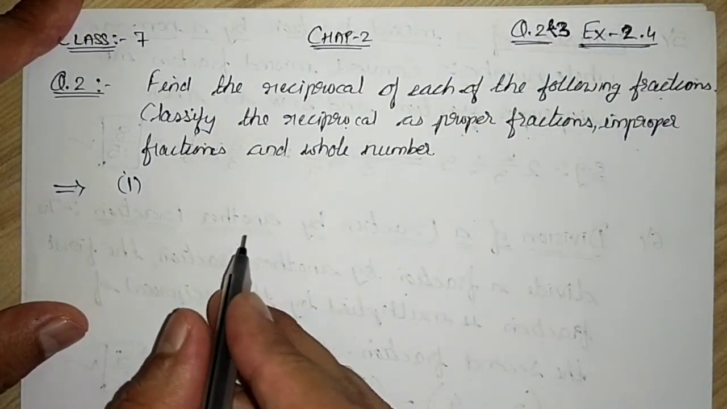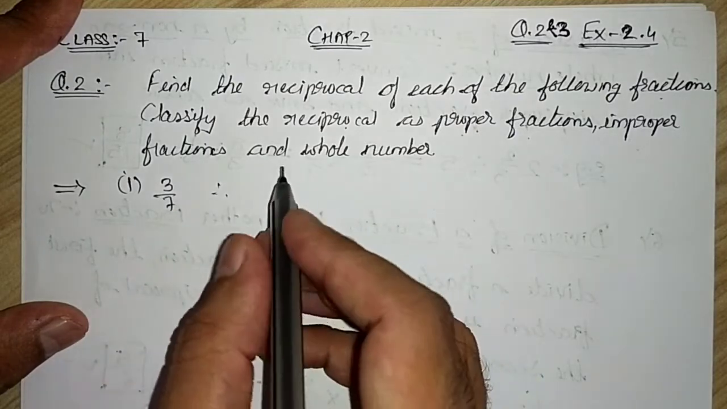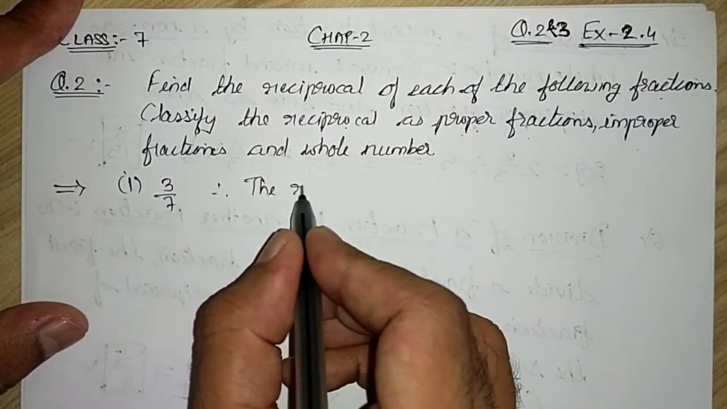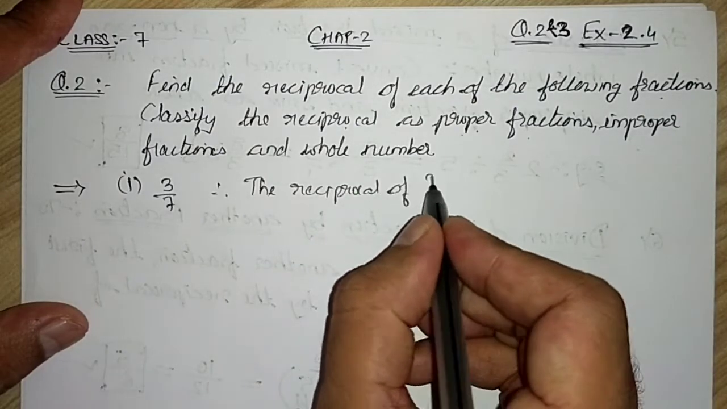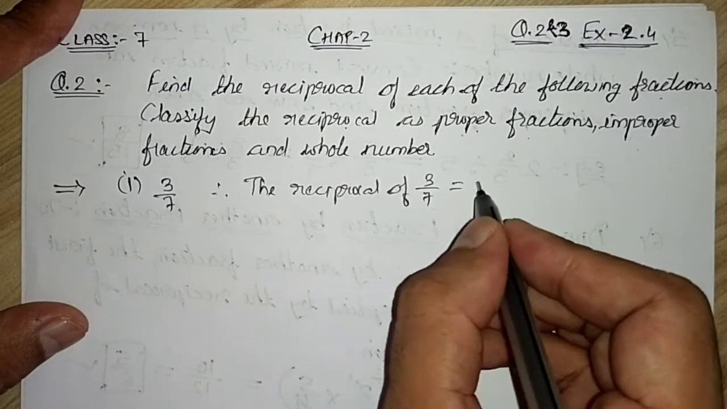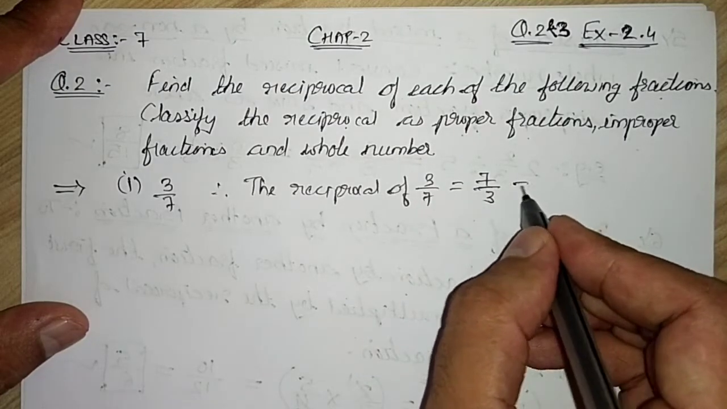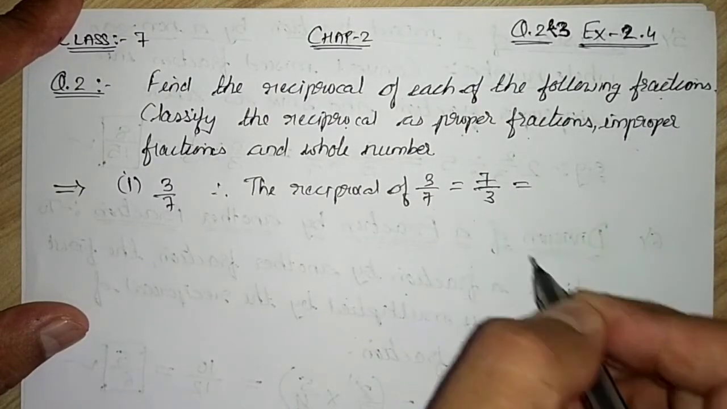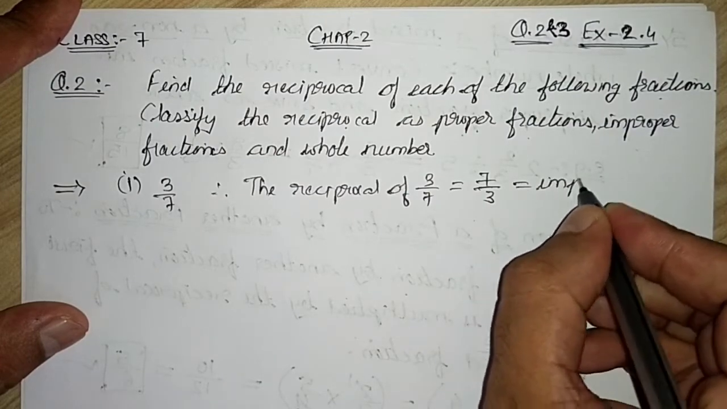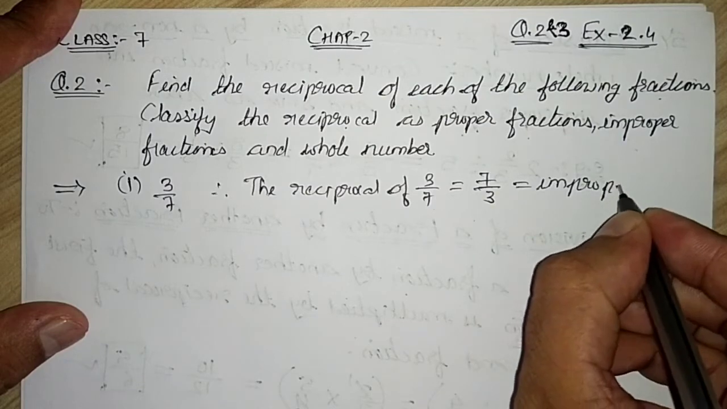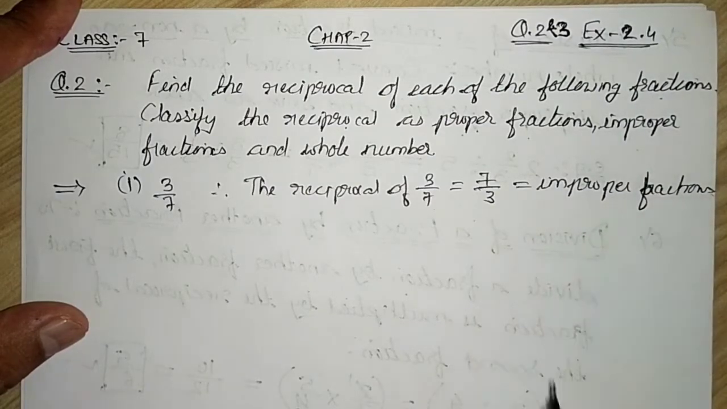So part 1 is 3 by 7. Therefore we can write the reciprocal of 3 by 7 is equal to 7 by 3, and here you can see the numerator is greater than the denominator, so we will say that it is an improper fraction. So we have given both the answers.